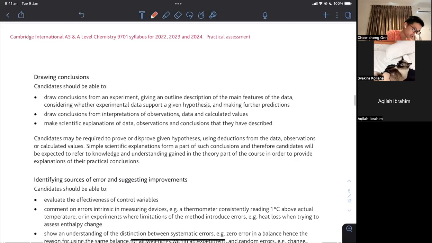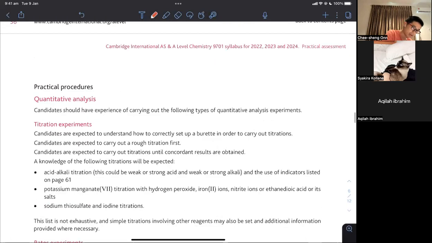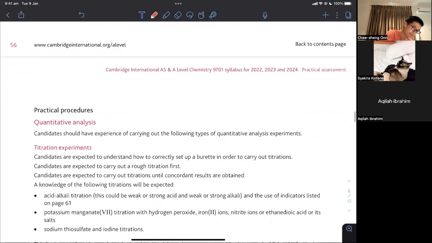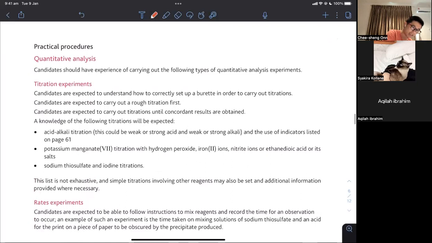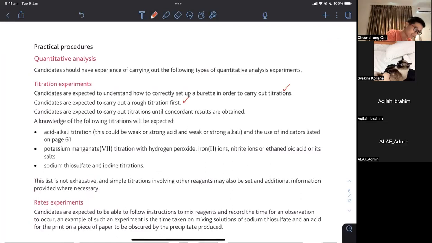I'm just going to go straight to the list of practicals. These are on page 57 of the syllabus. Quantitative analysis, titrations, as expected: use a burette, do a rough titration. You must show a rough titration. You must carry out titration until concordant results are obtained, because each of your burette readings is to plus minus 0.05 cm cube. So therefore, you need 2 readings.